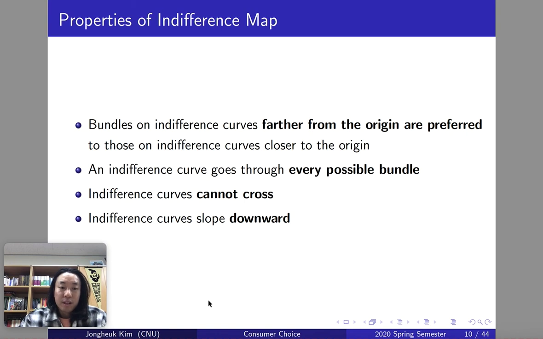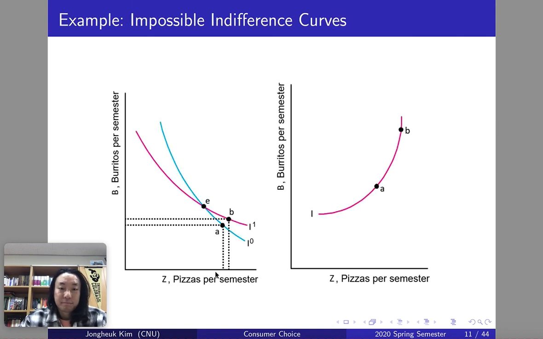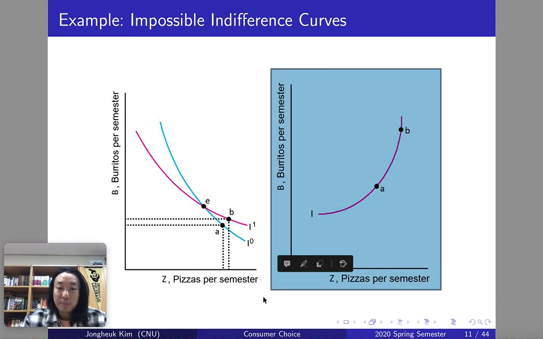Second, indifference curves are usually downward sloping. Why? We can see that later. This is the hint for your test. If there is any crossing of indifference curves, then you're going to have weird characteristics of preference. You can just compare points A and B and see what happens to your preference.